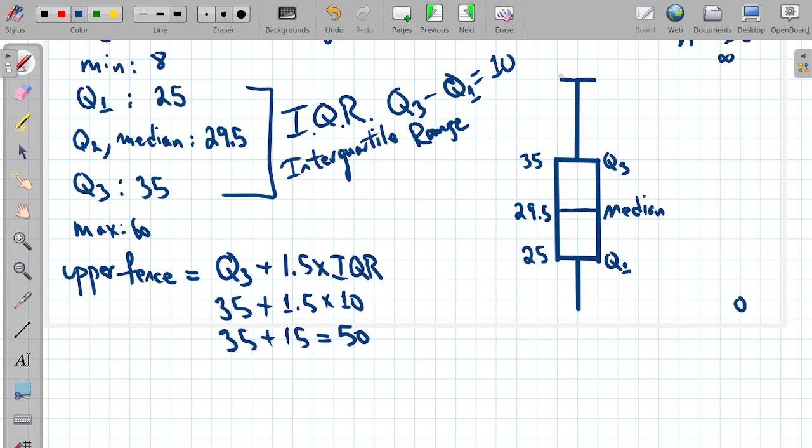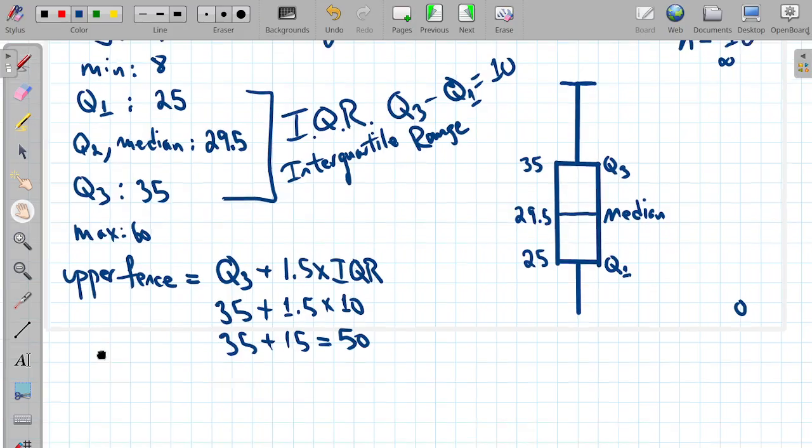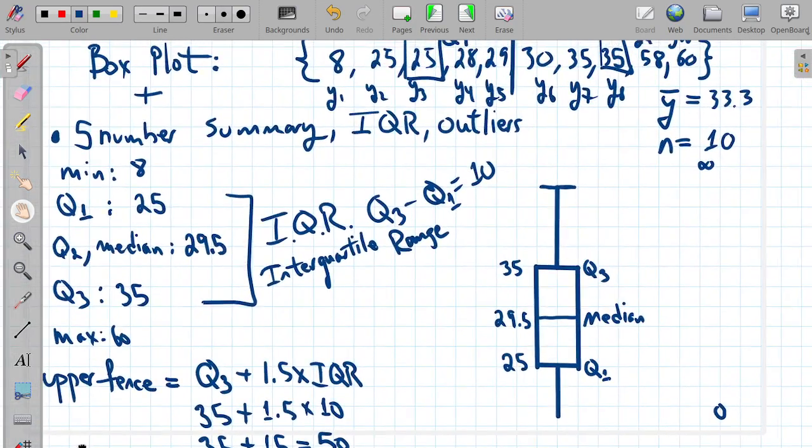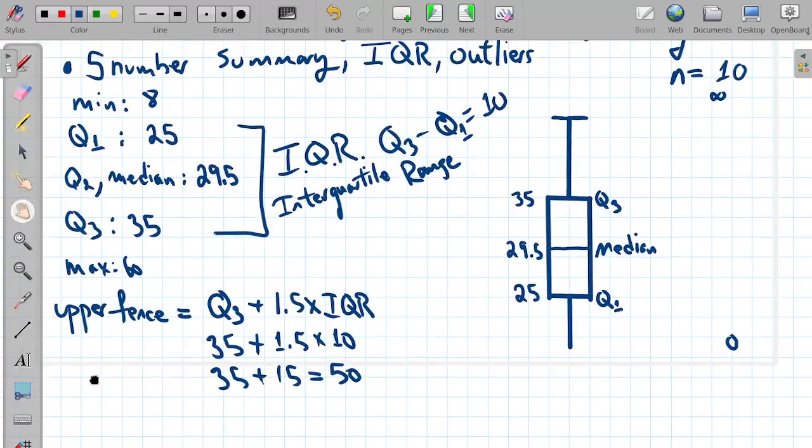Now, what's our largest number? 60. But is there any other numbers bigger than 60? Well, let's have a look. I believe there's a 58. So that means 58 and 60 are both upper outliers, and we typically represent them with dots. So now we can say that 60 is the max, and this observation is also 58.